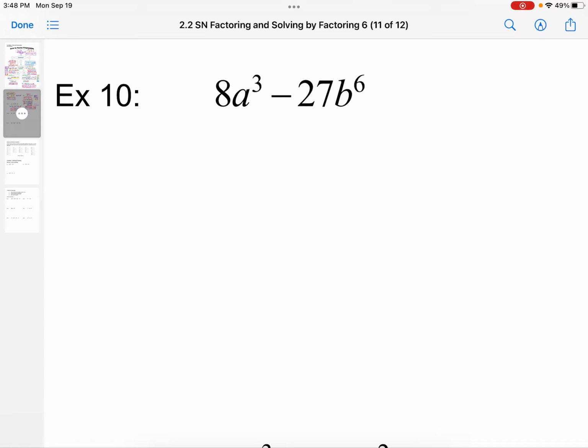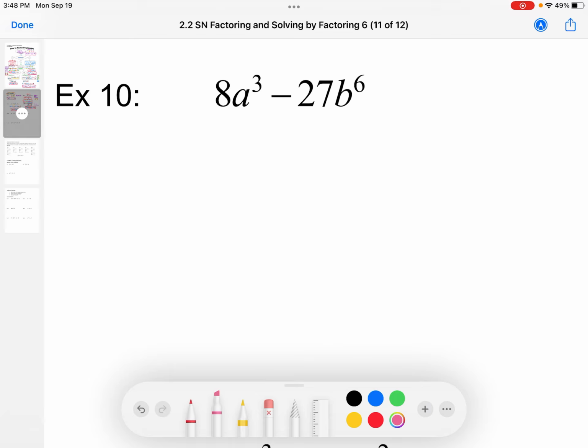Sorry for that little pause there, guys. Is this not going to let me use it while it charges? Okay, I just learned you can't charge an Apple Pen and use it at the same time.